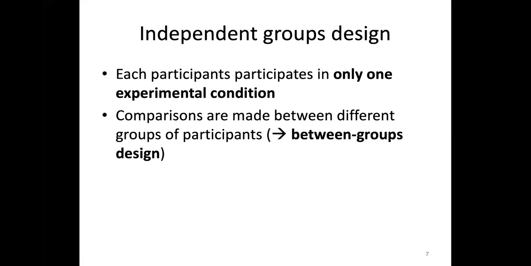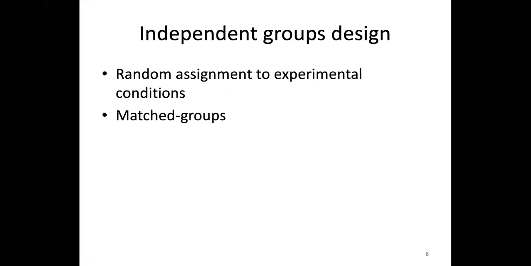If we have an independent groups design, each participant takes part in only one experimental condition. And then we compare the results between different groups of participants. And because of that, it is called a between groups design. And we discussed that it is really important to use a random assignment to experimental conditions if we are using independent groups design.